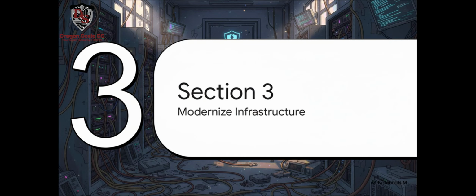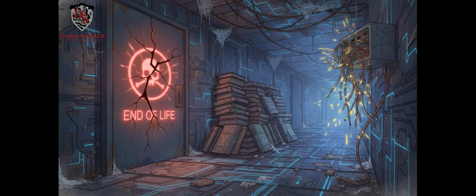All right, we've covered our assets and our access. Now let's look at the infrastructure itself. You see, outdated systems are like these cluttered, hazardous hallways in your network. They just create risk, and they need to be cleared out. Your focus areas here are really clear.